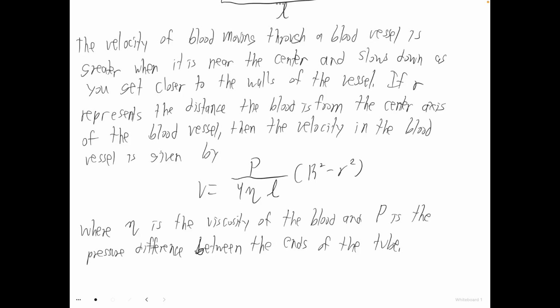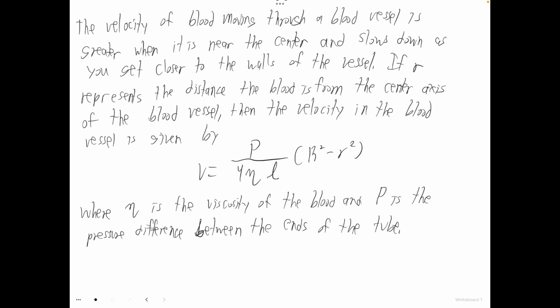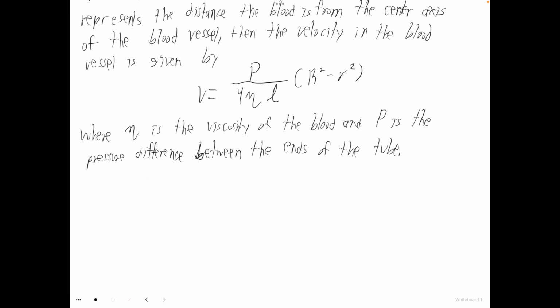And so now what we want to do is figure out the rate of change of the velocity as you move further away from the center. So in other words, as little r gets bigger or smaller as you change how close you are to the center, we want to figure out how the velocity is changing. And so this is called the velocity gradient.